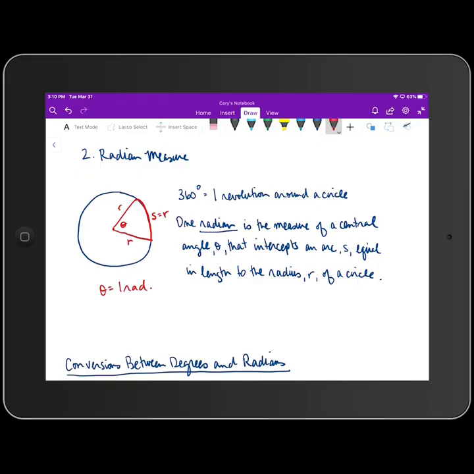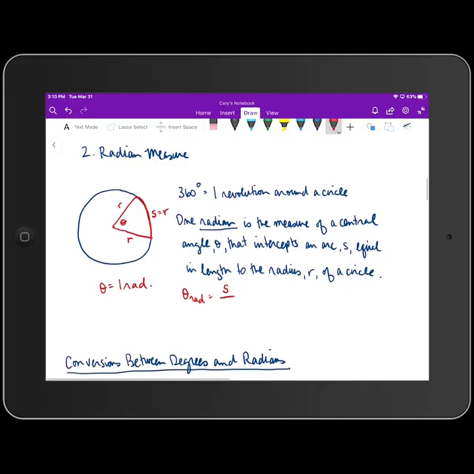Okay, so the way we can compute the measure of a central angle in terms of radians is using the following ratio. If we take the arc length S that the central angle cuts out, and we divide that by the radius r of the circle, then that's going to give us the measure of that central angle theta in terms of radians.